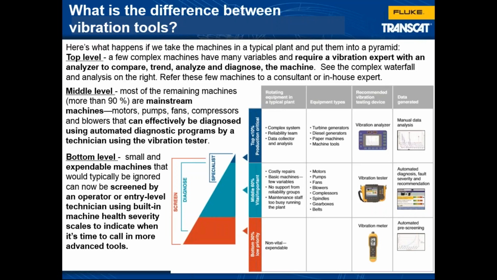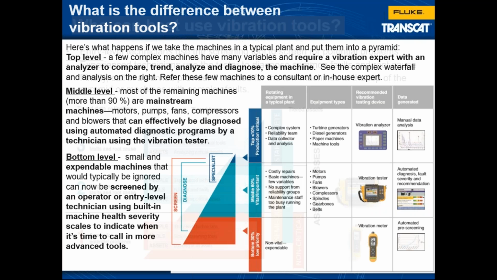If you think about the bottom level machines, the machines that are typically small and expendable, a lot of people ignore these machines, but sometimes these machines can cause a lot of energy waste, or they can cause other machines to fail. So these are the kind of machines that we might want to monitor with the vibration meter, a screening tool. So we're going to talk about the three different levels of tools and of people and of skill sets and of machines.